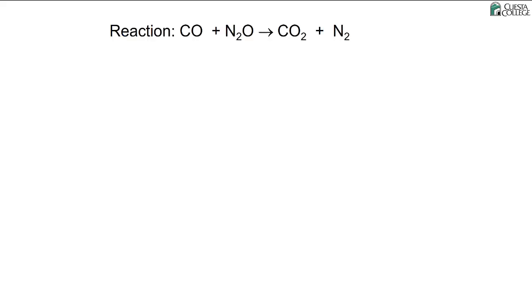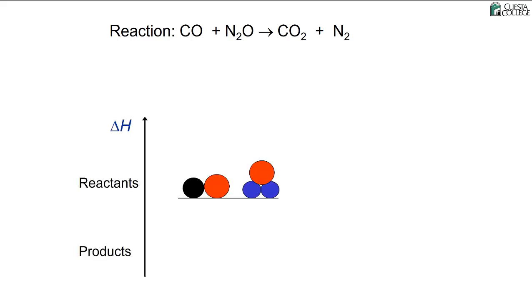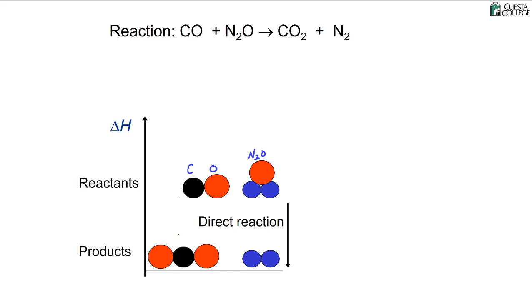Let's look at the delta HF equation in a little more detail for this particular reaction, where CO reacts with N2O to make CO2 and N2. And we'll figure out how this delta HF of the products minus the delta HF of the reactants works out. Let's imagine we have some reactants. Here's the CO and N2O, and those are going to turn into products in a direct reaction to make the CO2 and the N2.